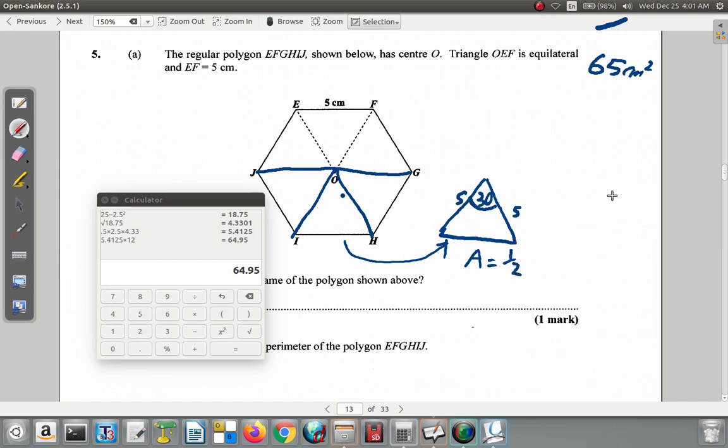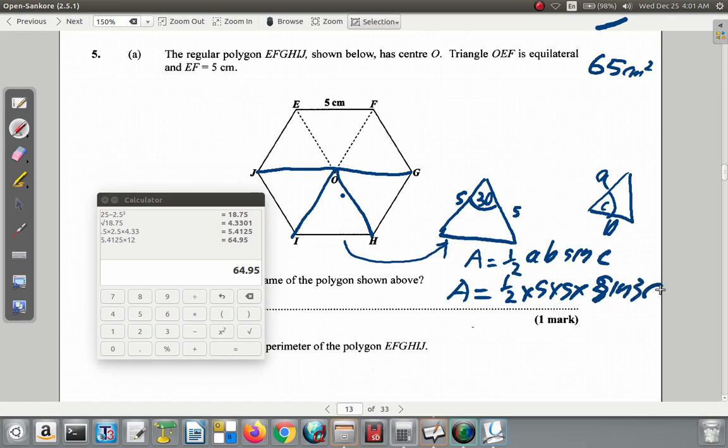AB sine C, where you have A, B, and the angle between them C, AB sine C. So let's see how that would work. The area of this would be, our A and B would be like the 5, so it's half by 5 by 5 times the sine of the angle between them, sine 30. Right? You remember what sine 30 was?